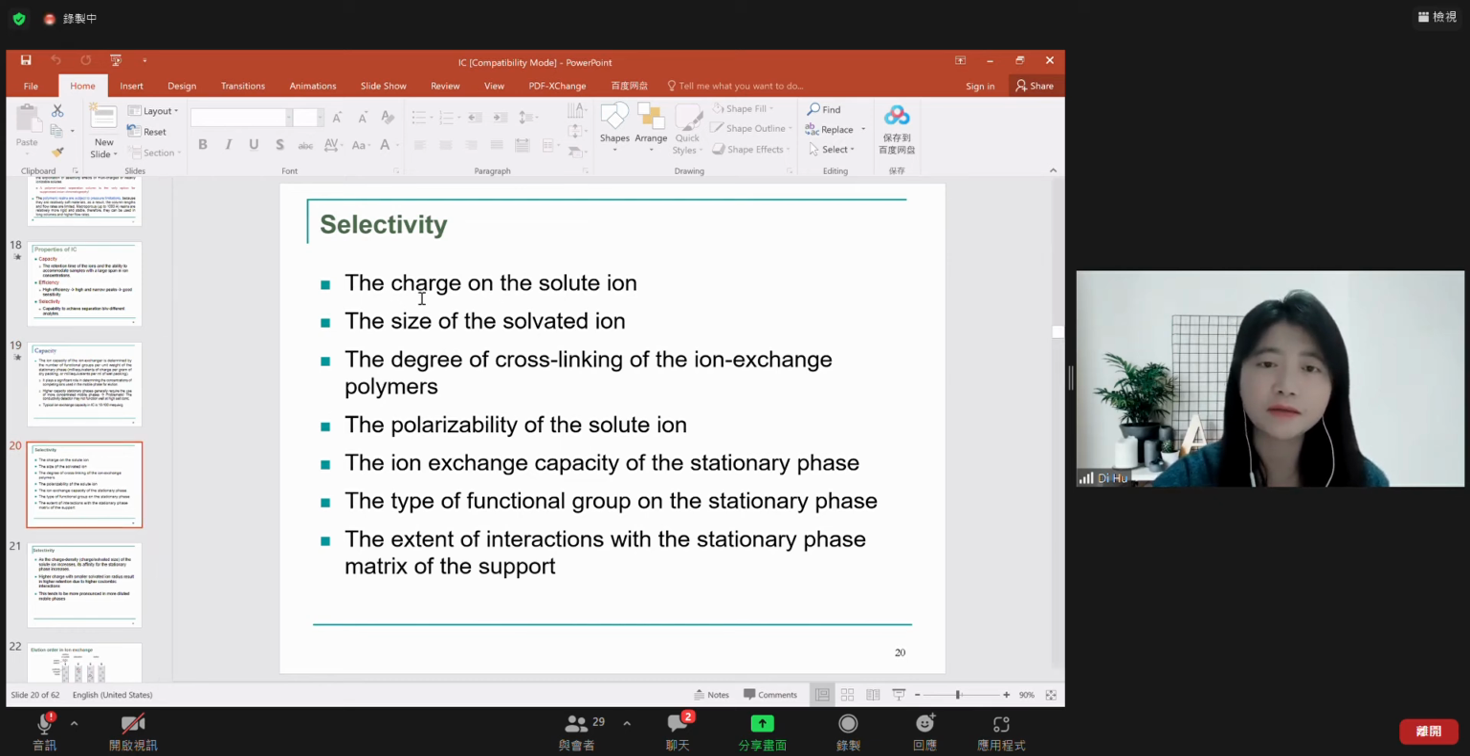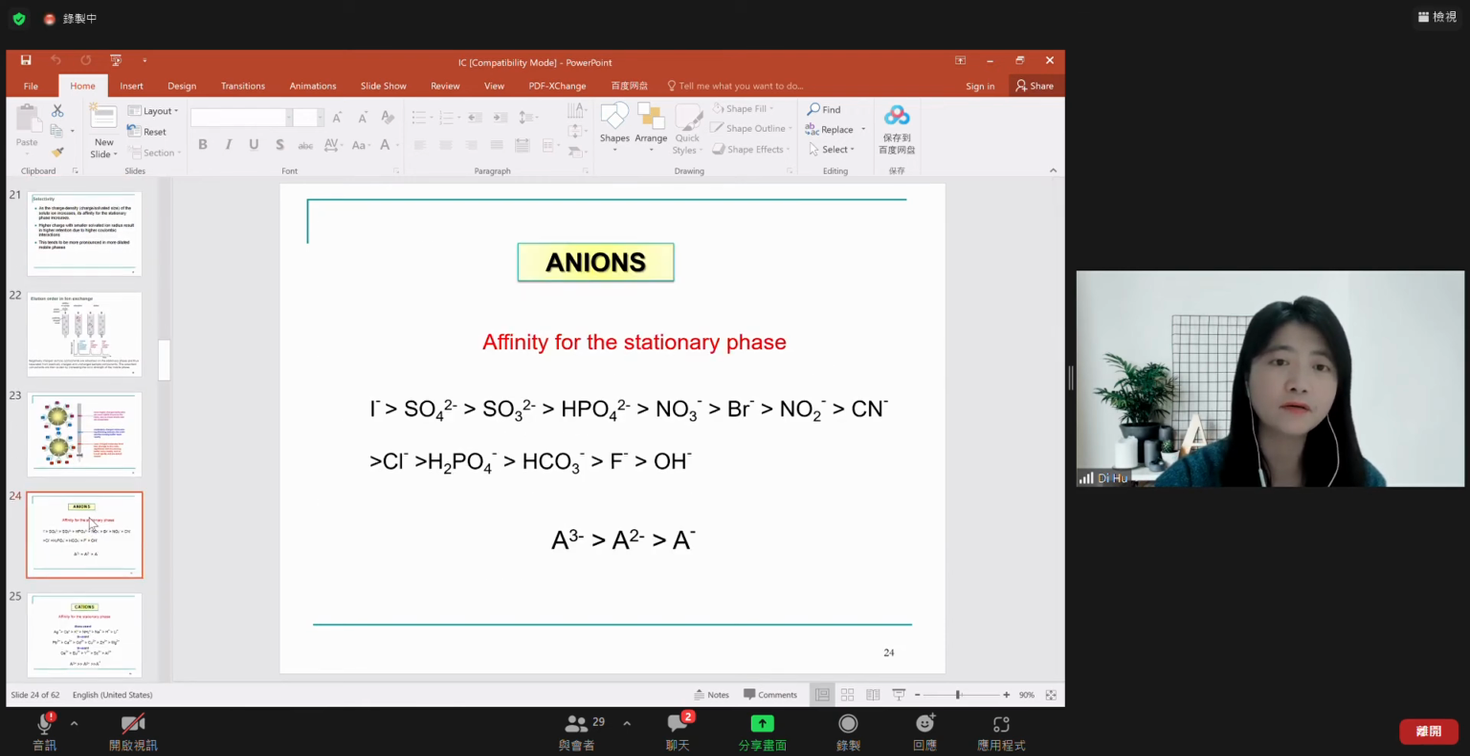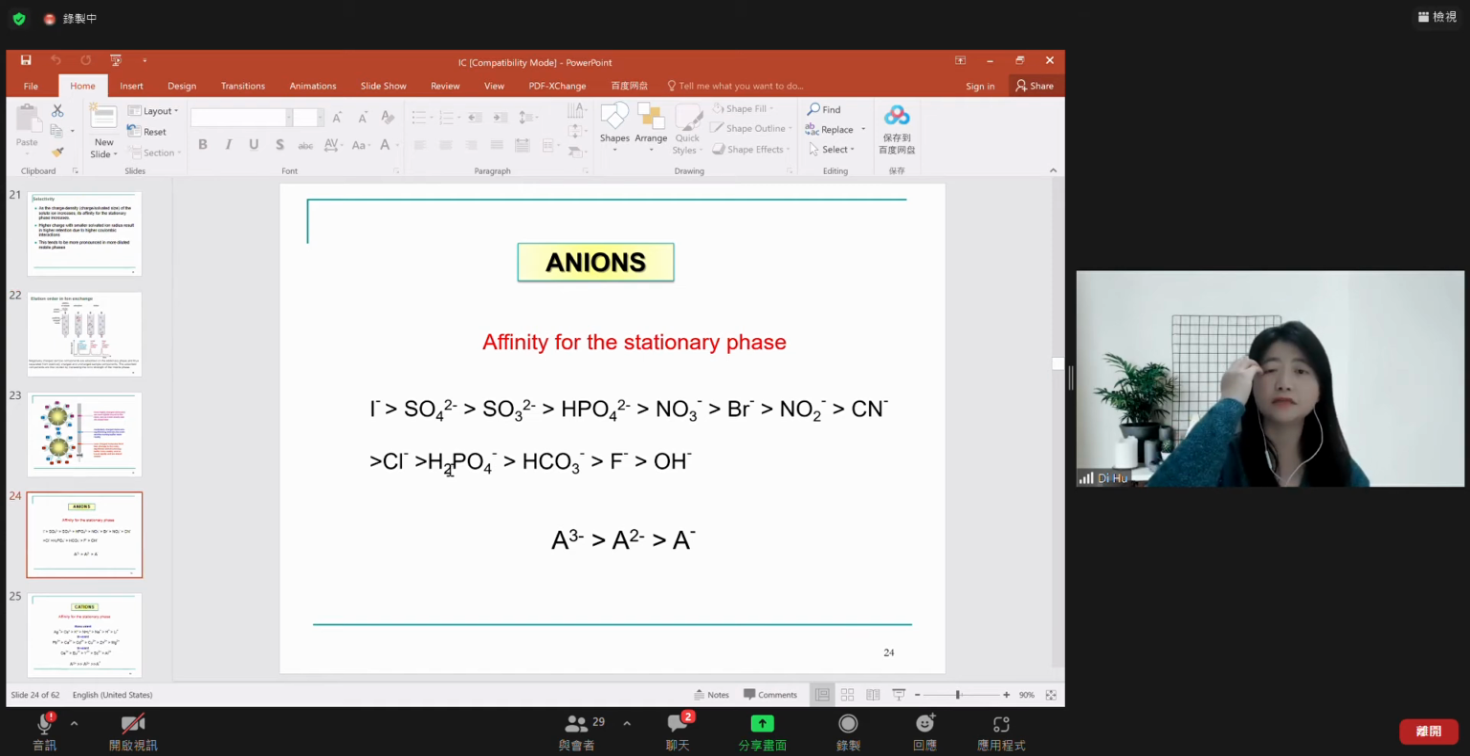We also talk about selectivity, and here we spent a lot of time on the charge density and the ratio of charge to the size of the solvated ion, remember? That really determines elution order, but there are other things, like the polarizability of the solute ion, that play a very important role as well. We just give some idea about affinity to the stationary phase, but it is not really fixed. It may vary for different columns and mobile phases, but roughly.